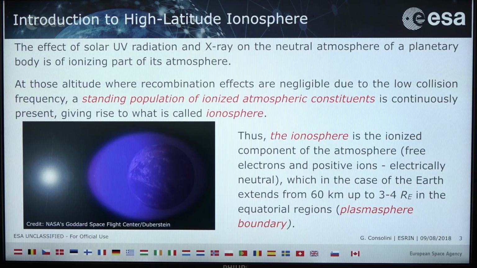And in the case of the Earth, it extends, and you have to take these numbers not as exact, from 60 kilometers in the atmosphere up to 3-4 Earth radii. Because when we go outside, in the equatorial region, we find what is generally called the plasmasphere. This is a picture of the plasmasphere, which is essentially made of ionized hydrogen, so protons.